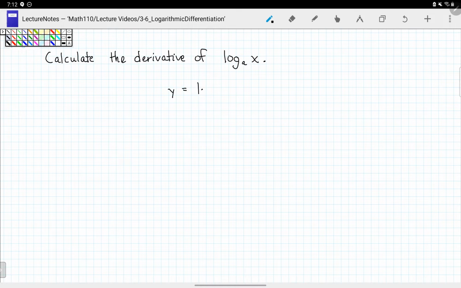So what we're going to do is set y equal to log base a of x, and that is equivalent to saying that a to the y is equal to x. That's the inverse relationship between logarithm and exponential base a. And then we're going to differentiate this implicitly.